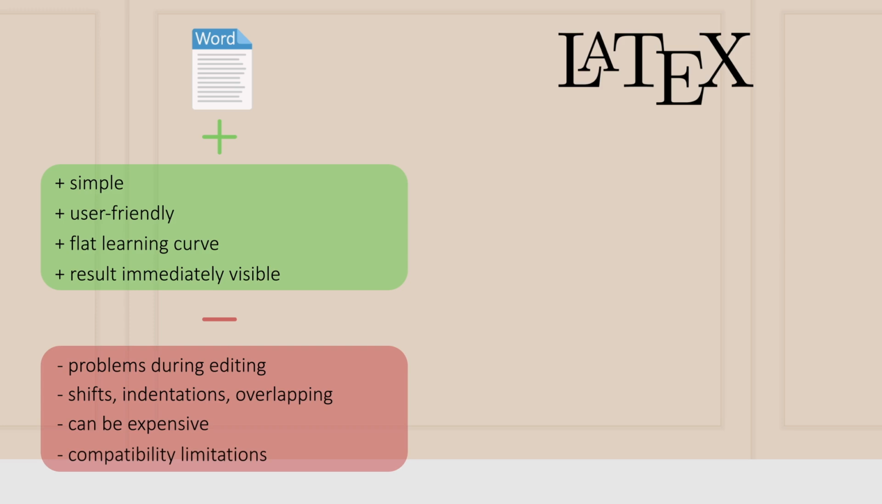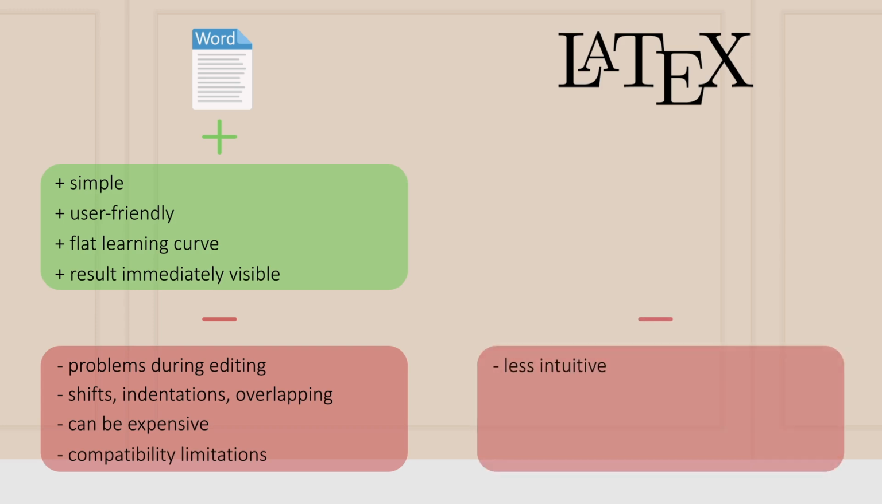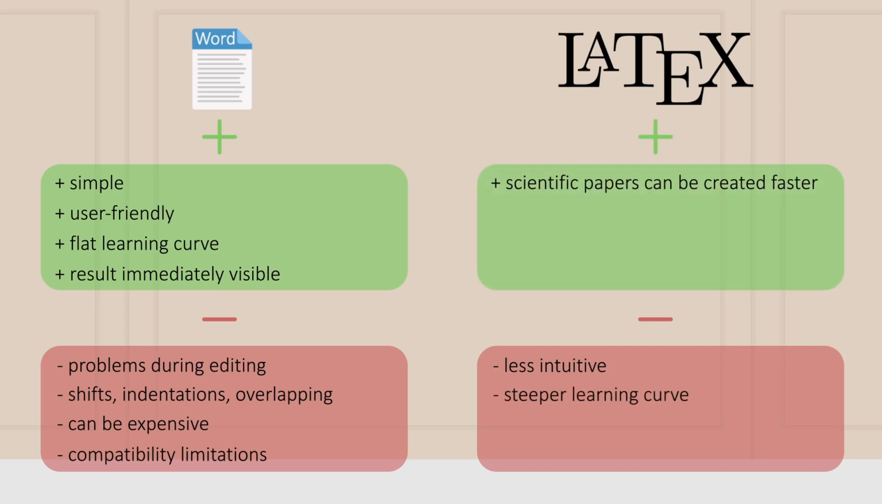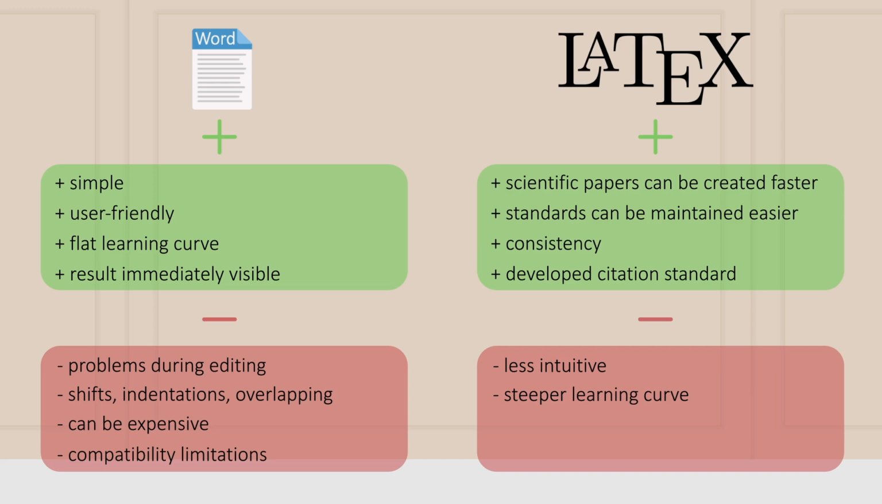On the other hand, there's LaTeX, which is less intuitive and comes with a steeper learning curve. Scientific papers can be created faster if you know your way around. Additionally, standard formatting and consistent design can be better maintained. Another plus is the developed citation standard.